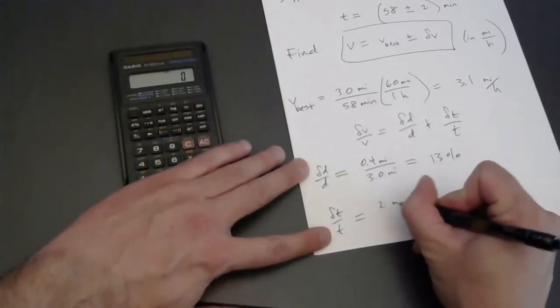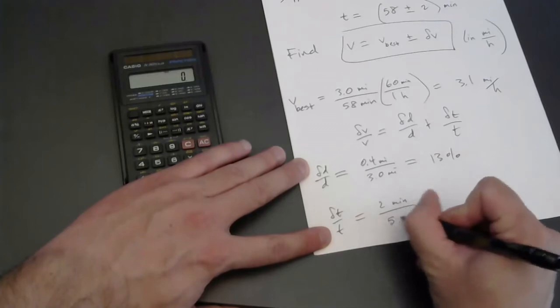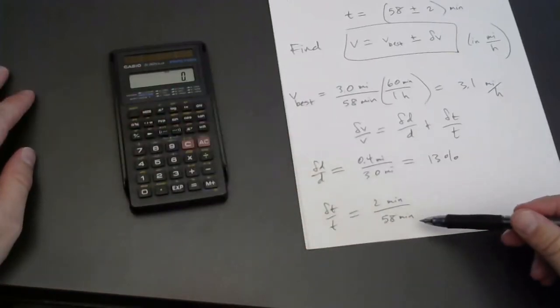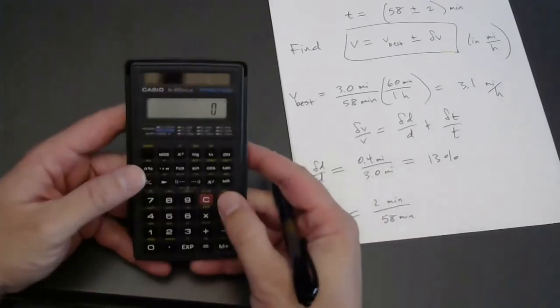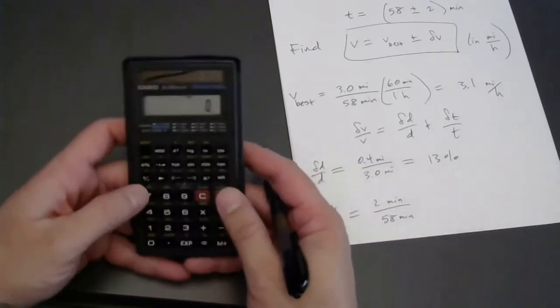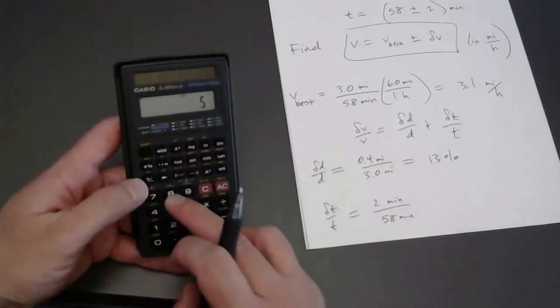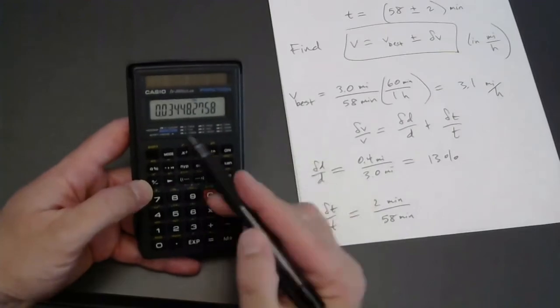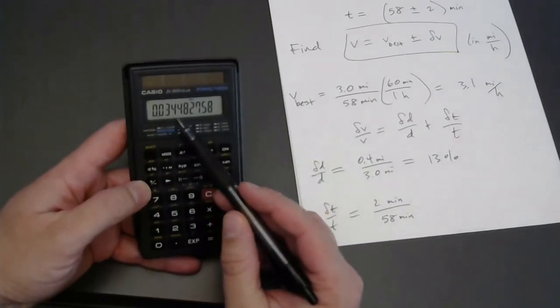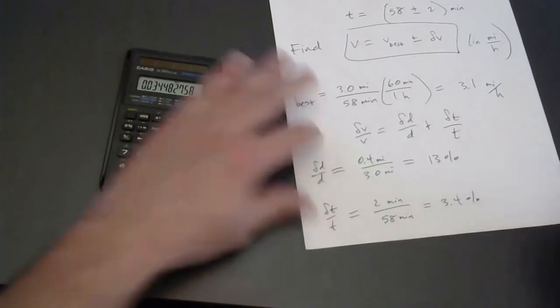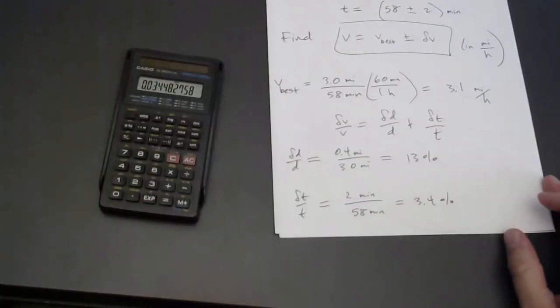And the uncertainty in the time walked, no need to convert. That would be 2 minutes compared to 58 minutes. Well, that's close to 2 over 60, is it not? And 2 over 60 is 1 over 30. And let's see, 1/30th, that's kind of like, now my mental math is failing me, so let's use the calculator. 2 divided by 58. I'm going to multiply by 100 again. 3.4%.